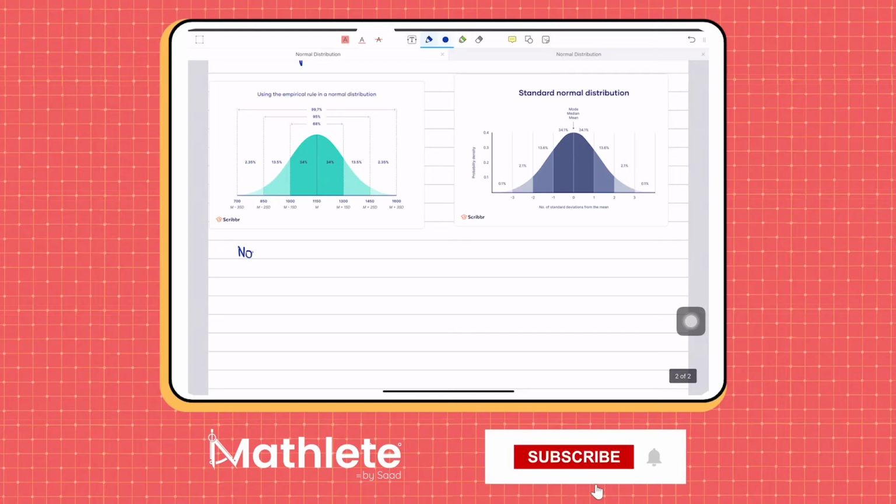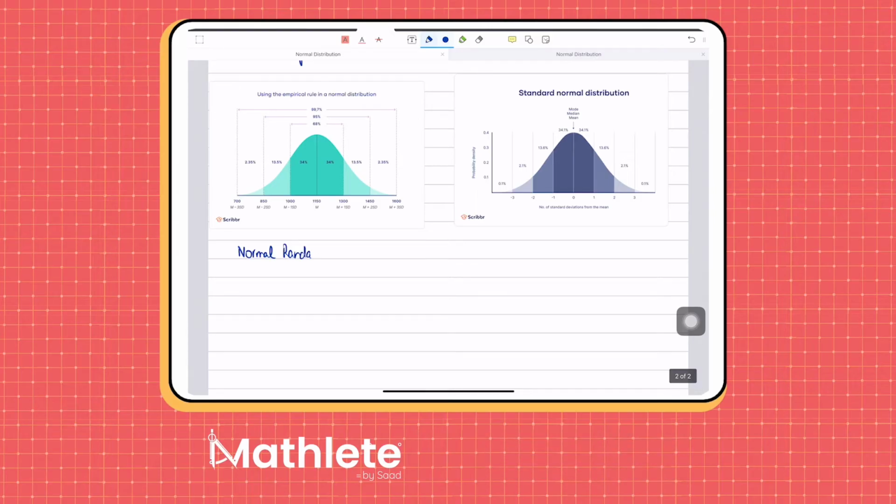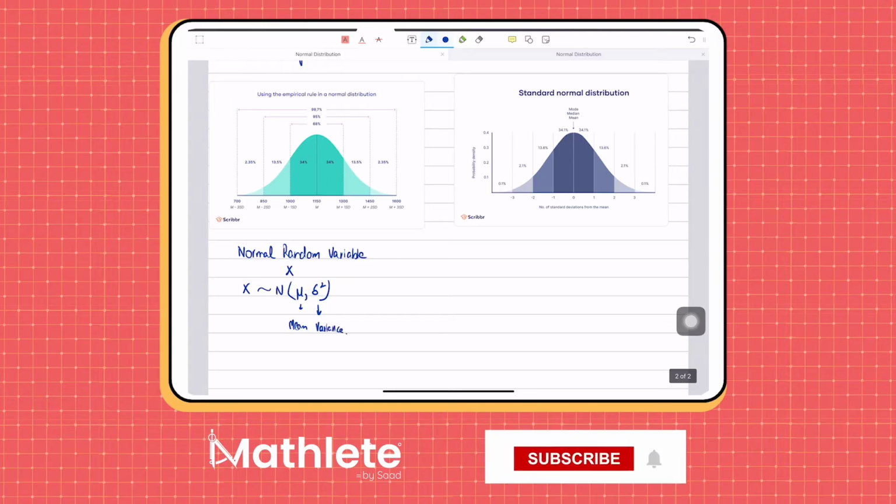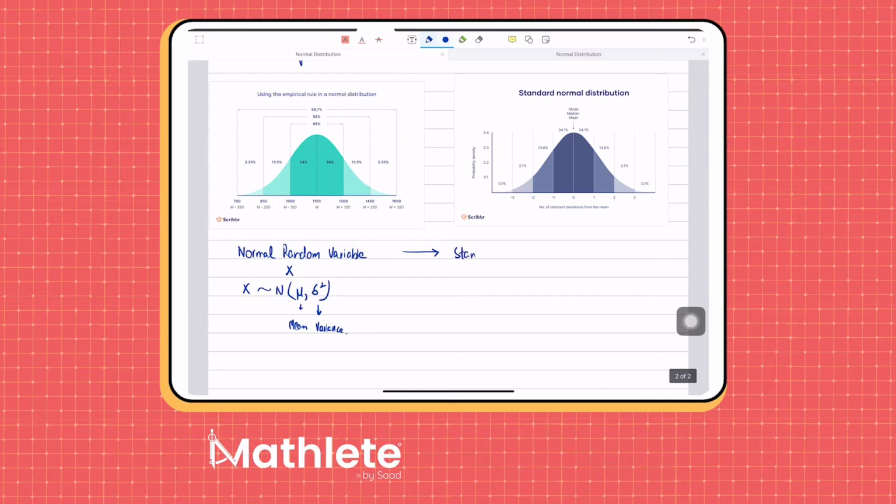So when we're talking about normal random variable, before we've converted it, this is what it looks like. X is the normal random variable which follows a normal distribution, or you can say is normally distributed with mean, mu, and variance, sigma squared. Remember this mu is for mean and this sigma squared is for variance. All right, and then when we convert it to standard random variable or standard normal distribution, here's what we do.